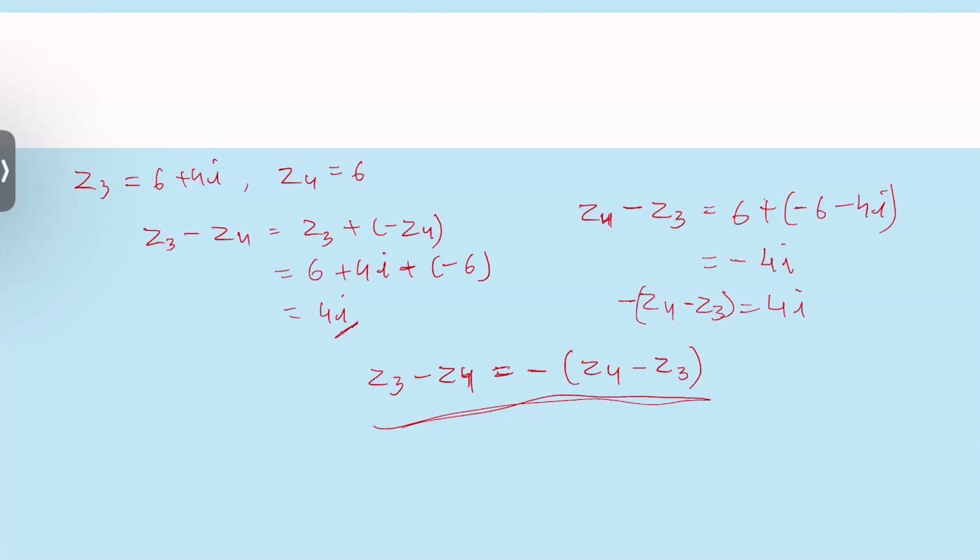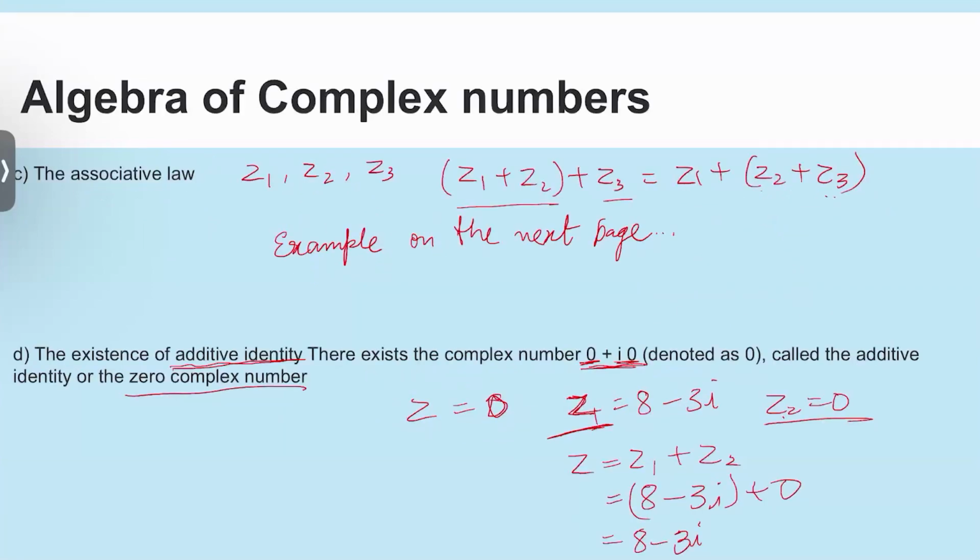Today we did addition and the difference, the sum and the difference between two complex numbers. In the next class, we will see the product and the division of two complex numbers. We will see the different laws and whether they are valid or not valid for both the multiplication and division of complex numbers. So we will end here.